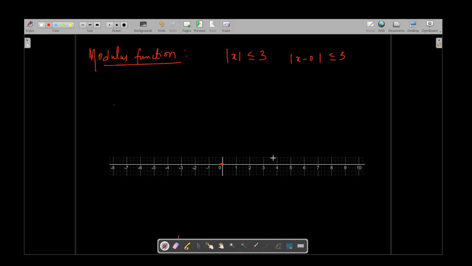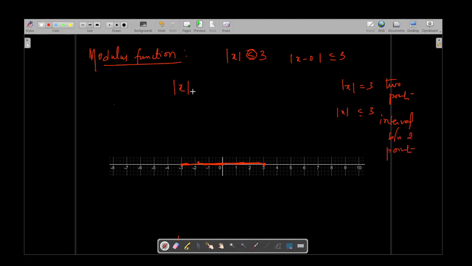So the distance which is exactly 3 units is this, and the other point is this. So the equation says it can be less also. So anything between this is my area. This is the interval. So if I write modulus of x equals 3, then we get exactly 2 points. If I write modulus of x less than or equal to 3, then we get an interval between 2 points.